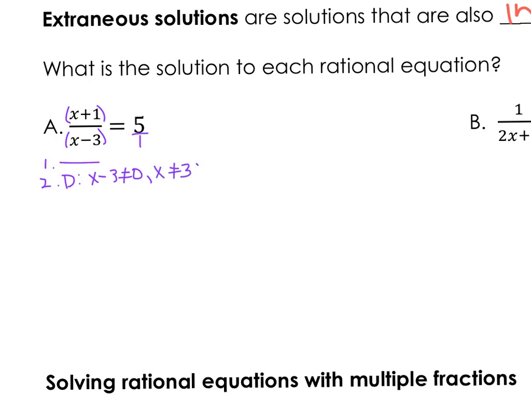And the only reason we state this in this lesson is to make sure we check for extraneous solutions. When we solve equations, we do not write the restriction in our final answer. We don't need to know what x can't equal, we just want to know what it can equal. Now, from here, we're going to cross multiply in step 3. I'm going to take x plus 1 times 1, which won't change much at all. And then I'm going to take x minus 3 times 5.